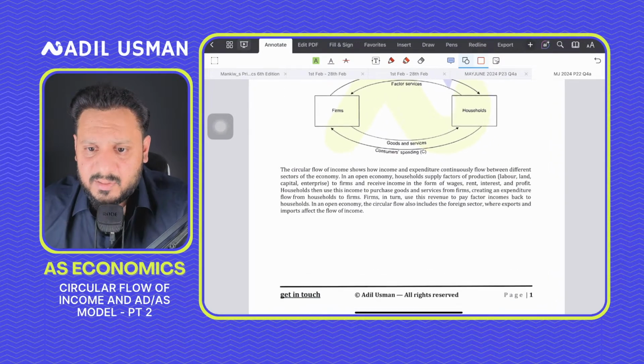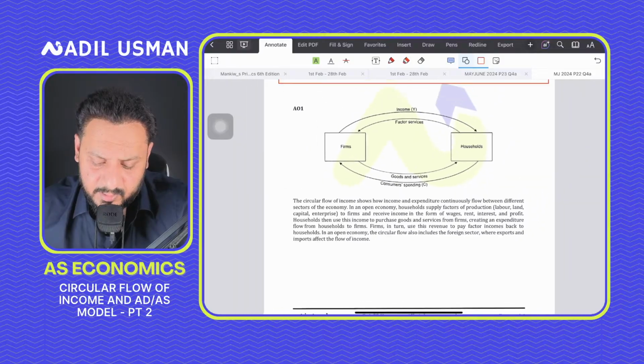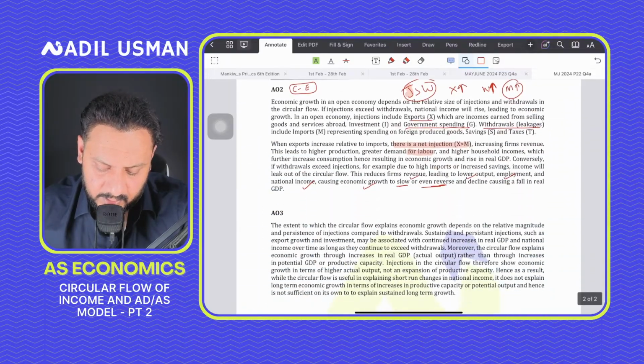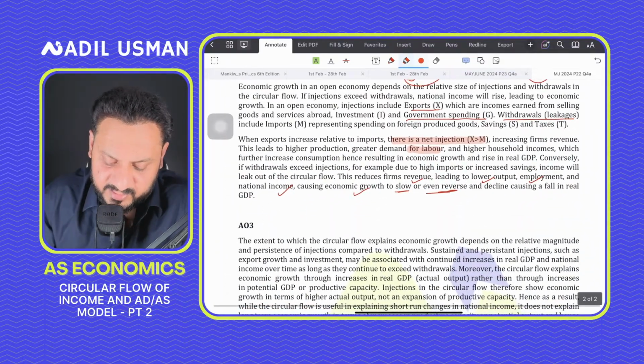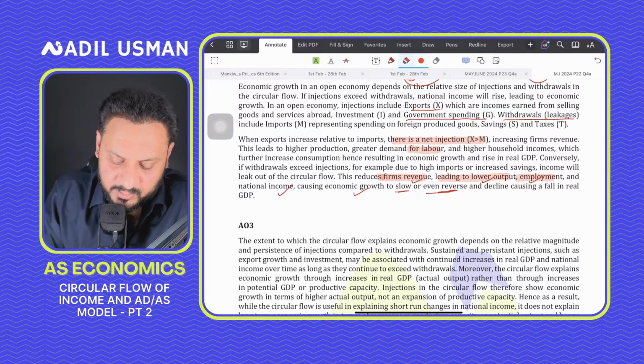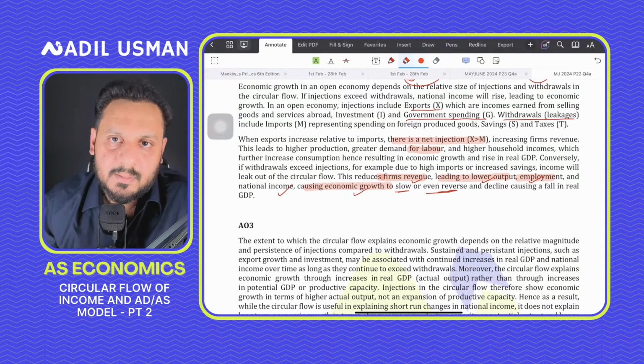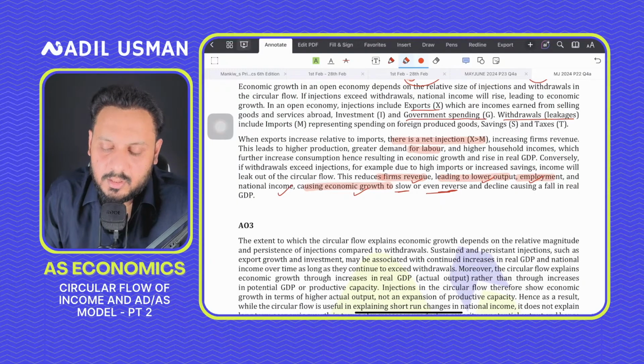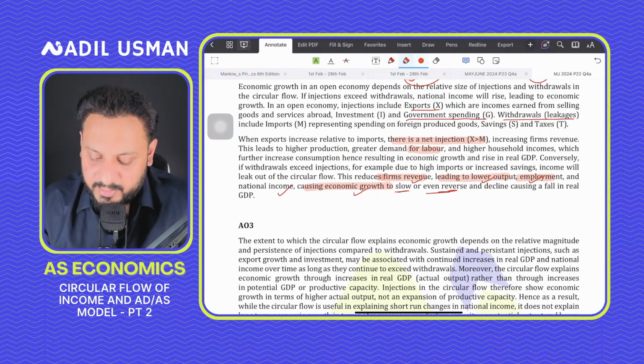But of course, when you'll be actually writing in the exam, for example you could say that this reduces firms' revenue, which leads to lower output and employment, hence causing economic growth to fall. If you write this, it is still correct. It means the same thing. So this would reduce a bit of words, right?